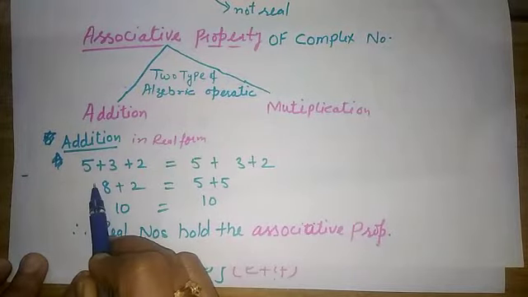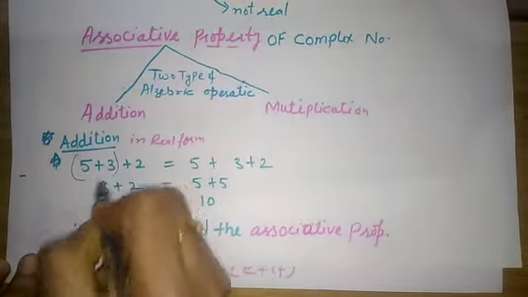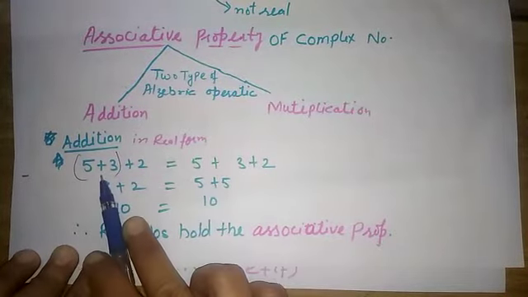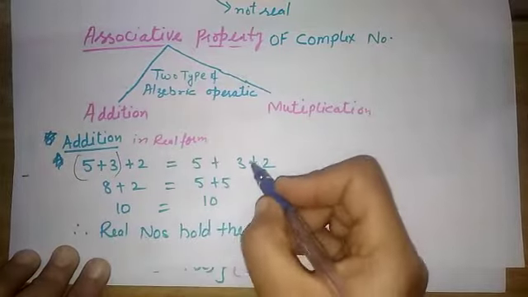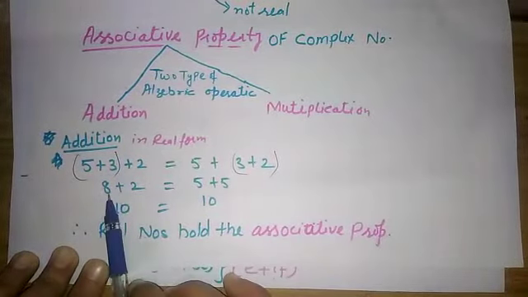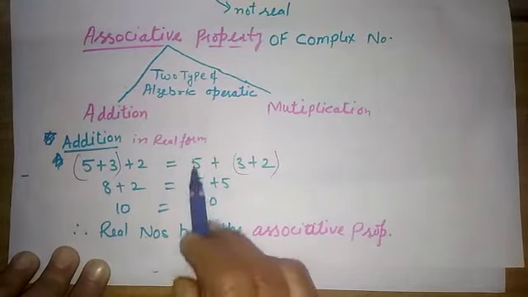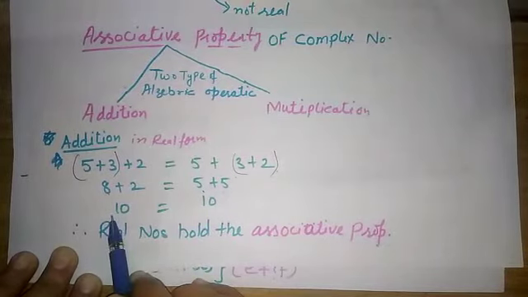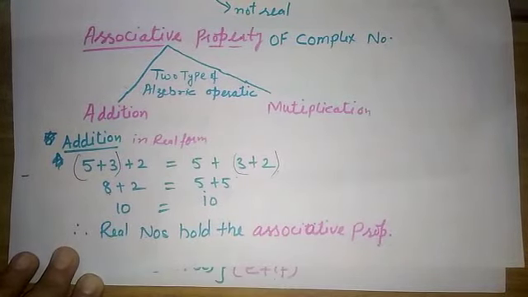So on the left hand side, first I will add 5 and 3. But on the right hand side, I don't want to do as on the left hand side. I want to add first 3 and 2. So in this way, I'm getting 8 plus 2 on the left, and 5 as it is, 3 plus 2 is 5, on the right. But on both sides, left and right, I'm getting the same result.